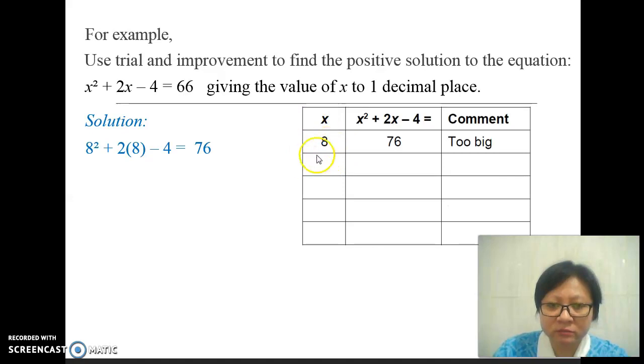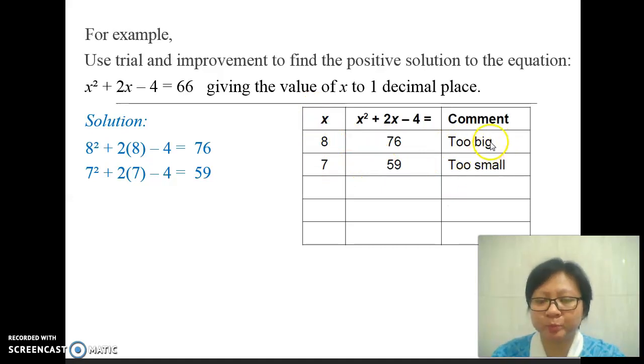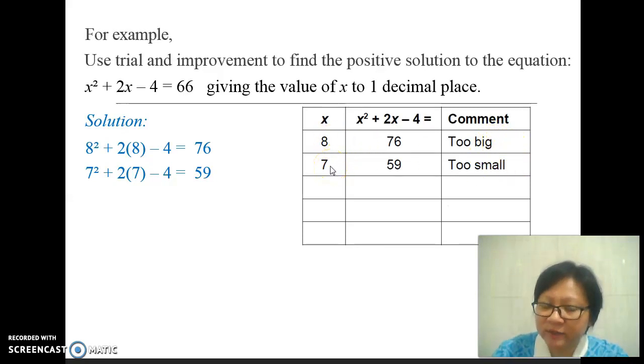And then reduce the value of x. Try 7, for example. So 7 squared plus 2 times 7 minus 4 equals 59. Okay, 59 is less than 66. It's too small. Now we have 2 values here. 8 is too big, 7 is too small. So you need to try the middle value between 8 and 7. The middle value is 7.5.